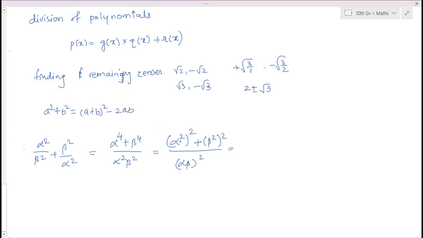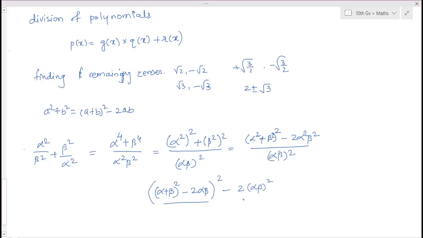What is a here? Alpha square is a and beta square is b. So it is alpha square plus beta square whole square minus 2 alpha square beta square, divided by alpha beta whole square. Now alpha square plus beta square is there again, so you have to use this identity again. So it becomes alpha plus beta whole square minus 2 alpha beta, which is the expansion of alpha square plus beta square, but it is inside a square again, minus 2 alpha beta whole square, divided by alpha beta whole square. Now you have the alpha plus beta part and the alpha beta part, so substitute the values.